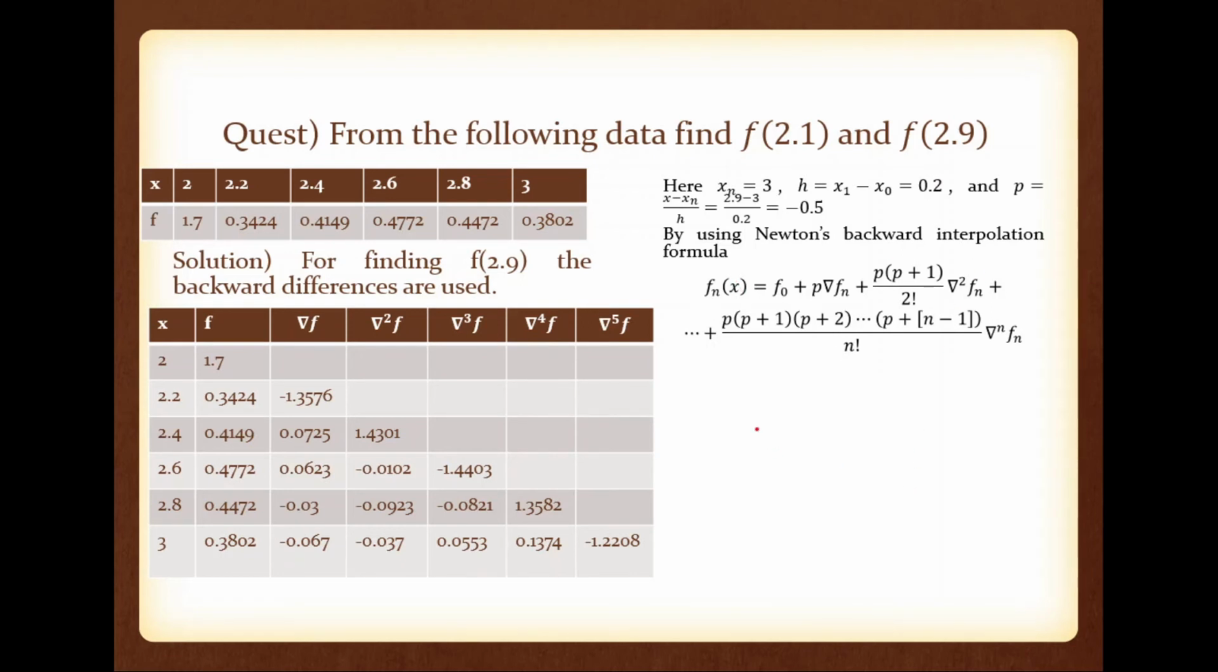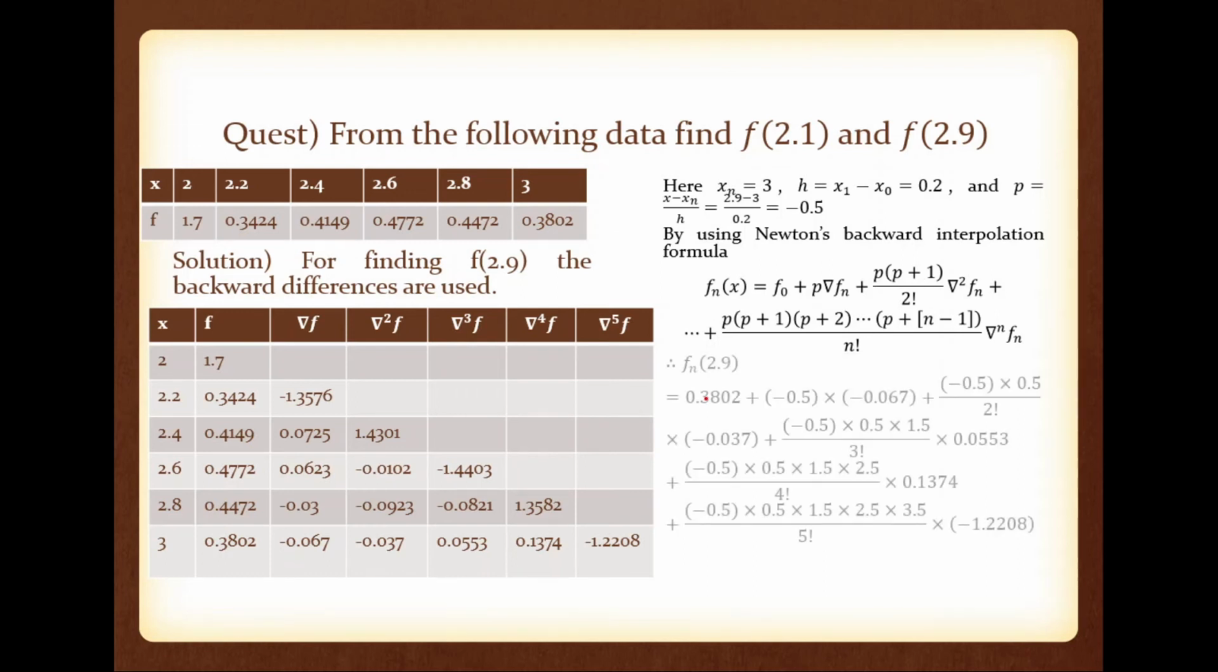So what about fn of x? Fn of x is equal to this 0.3802, this one, plus p into del fn, that is this value, minus 0.067, plus p into p plus 1 divided by 2 factorial.